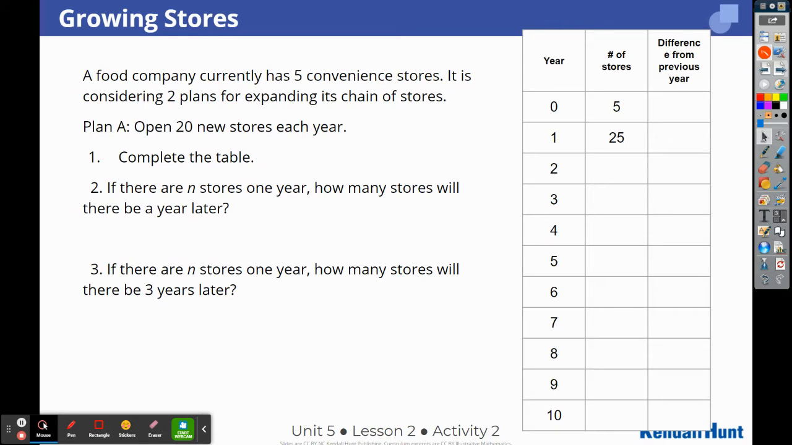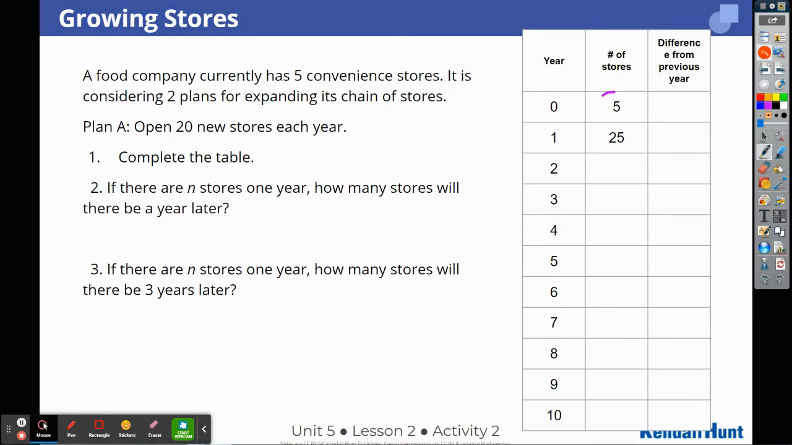Okay, so we have a food company that currently has 5 convenience stores. It's considering 2 plans for expansion. So plan A is to open 20 new stores each year. So we're going to complete this table. If we start out with 5 stores, that's our initial amount. If we're going to add 20 stores every year, then I'm just going to add 20 to that. So 5 plus 20 is 25.